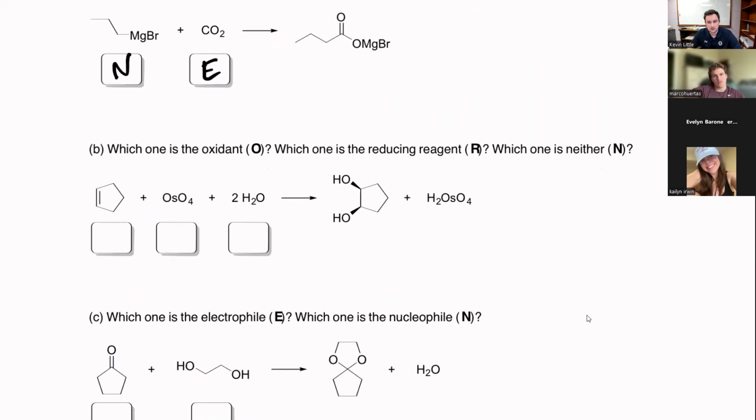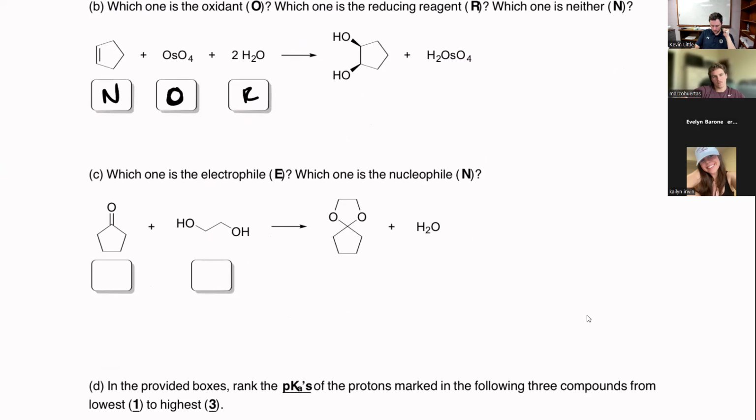What gets oxidized and what gets reduced? Or what is the oxidant? What is the reducing agent? What thing is doing the oxidizing? The OsO4. Yeah, that's pretty straightforward, right? It's the thing with all the oxygens on it. What is doing the reducing? The water. Yeah, you are right. This is the reducing agent. This one's neither.